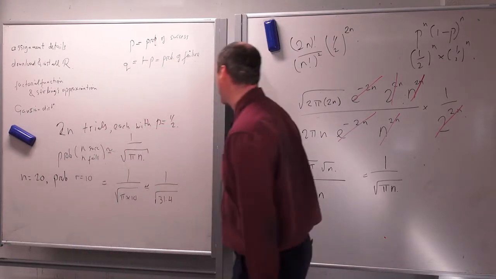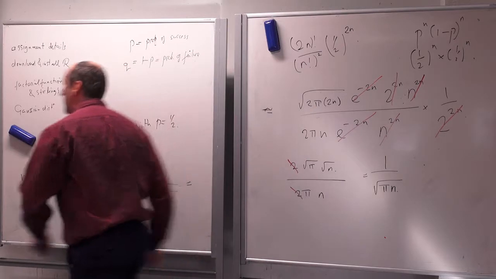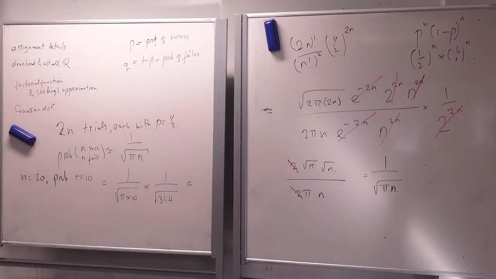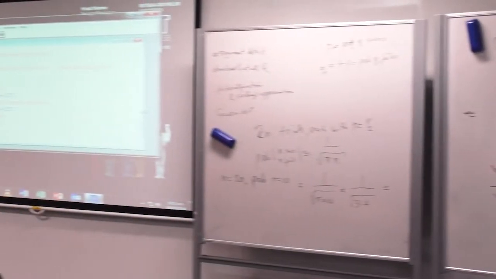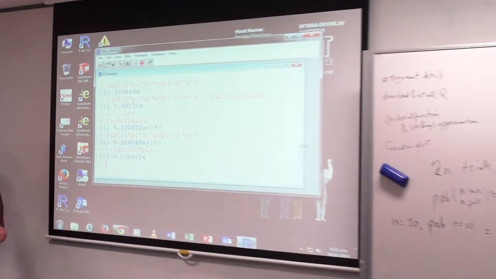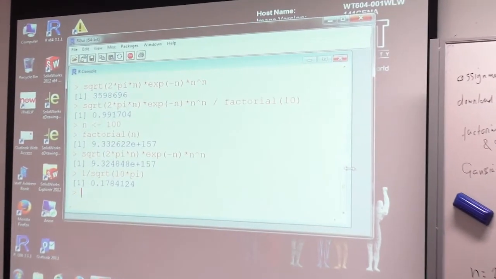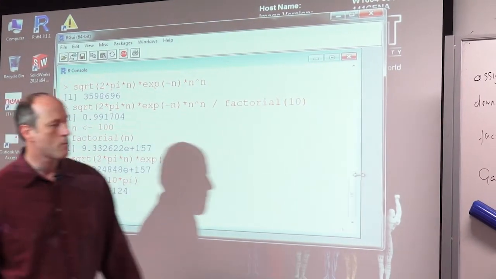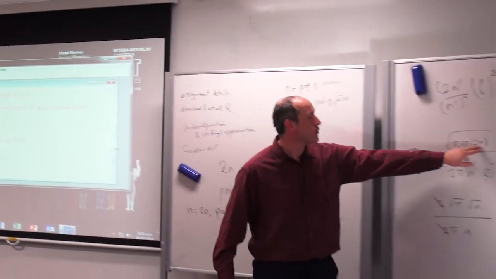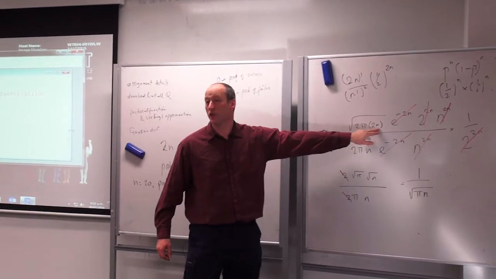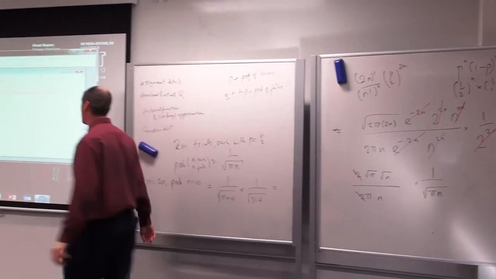One over the square root of 31.4, which is about 17%. Oh, sorry. Isn't it 20? If it's pi in, shouldn't it be pi times 20? No, because my number of trials was always 2n. So if there's 20 children, n is 10, and the total number of trials is 2n.